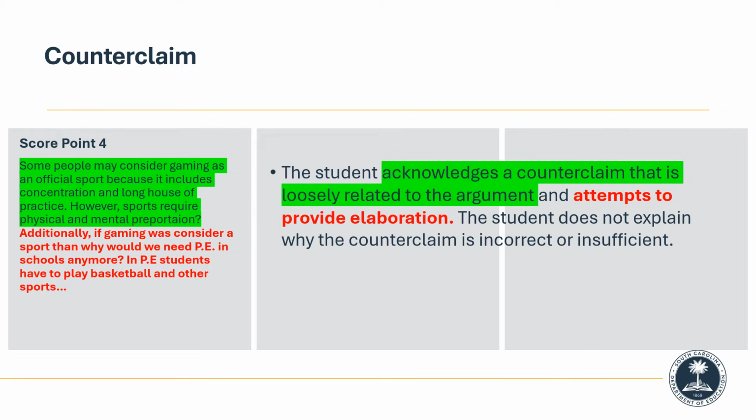You will immediately notice there is no blue text in the score point 4. That is because while the student provides a counterclaim and some elaboration, he or she does not explain why the opposing viewpoint is incorrect. Also, because the student's claim is unclear, his or her counterclaim is also unclear. Because the claim is weak in the introduction, this response is written more like a compare-contrast response than an argumentative response.